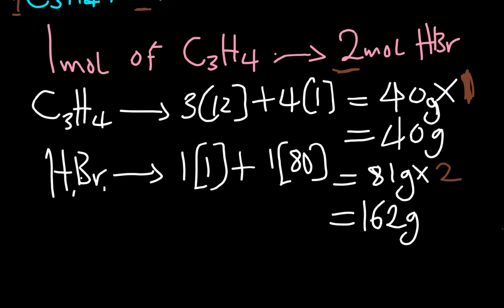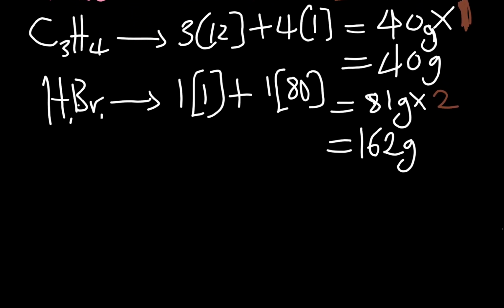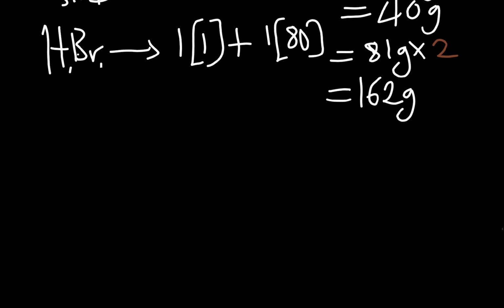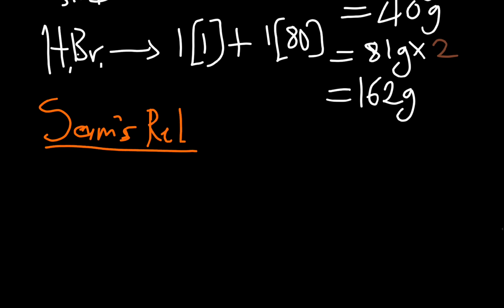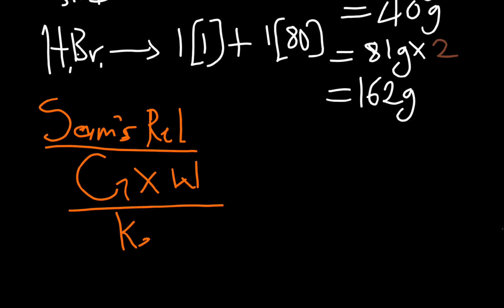Next, we make use of something I call Sam's relation. Using Sam's relation, it is given as G, which stands for what is given, times W, which stands for what we want, over K, what is known from what is given.